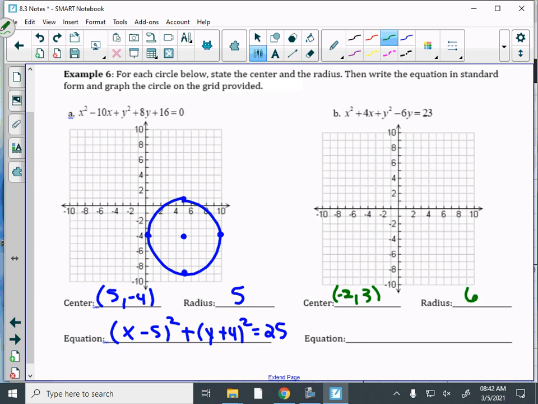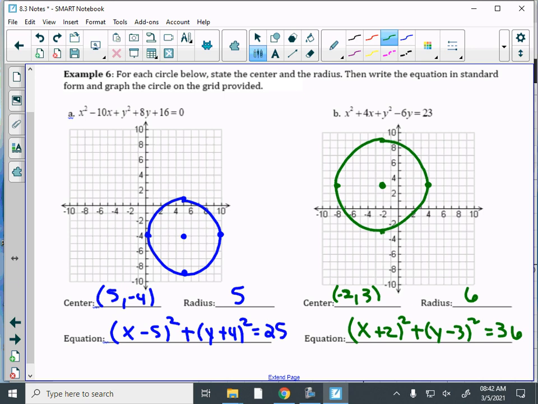So when we write our equation, again, x change the sign, squared, plus y change the sign, squared, equals what? 36. Radius 6. And then when we graph it, again, you're just regraphing what was on Desmos. So -2, 3. And then count your radius. Up 6, back to center, left 6, back to center, down 6, back to center, right 6. And connect. Questions over that?